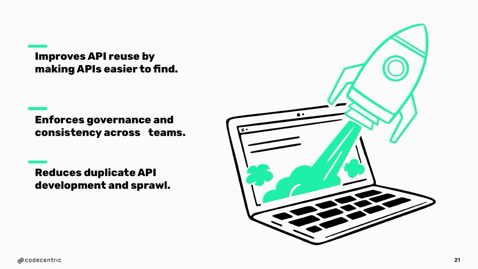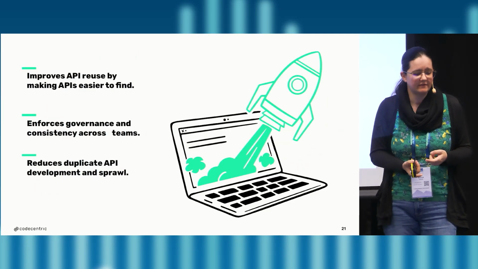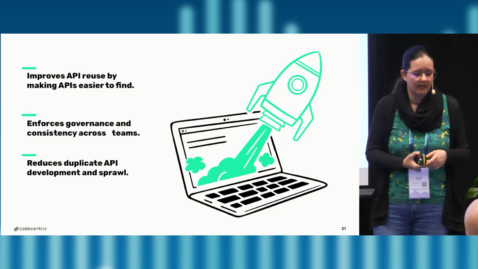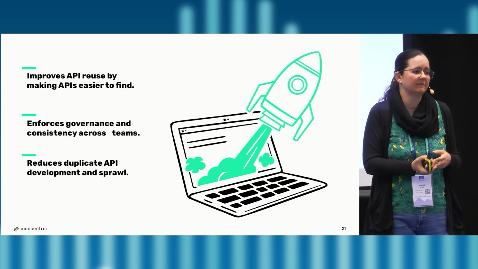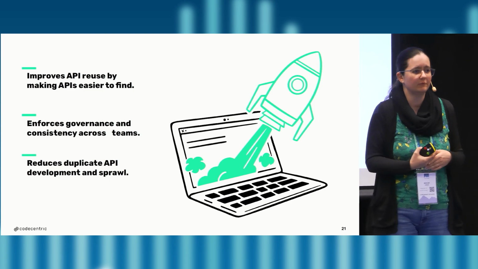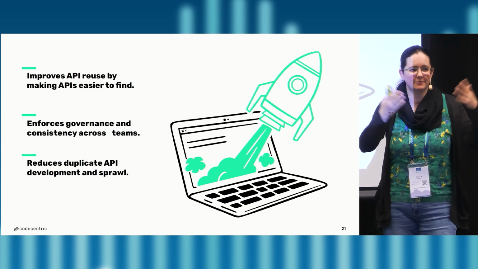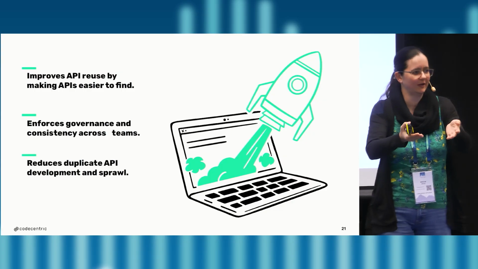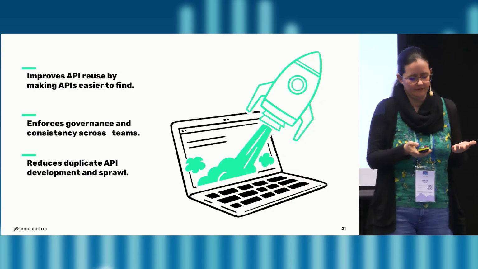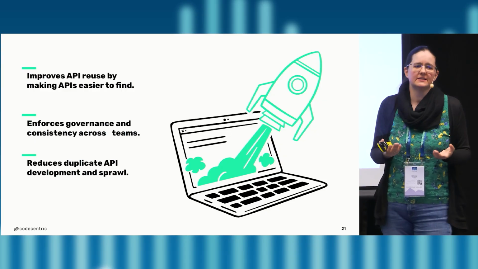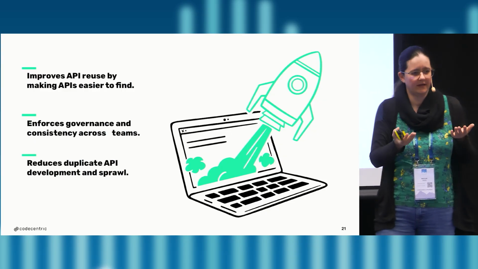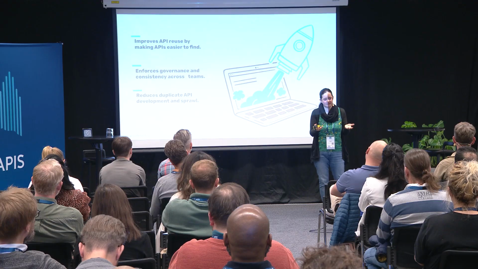So what does a catalog help to do? It improves API reuse by making APIs easier to find. So you can find them and see, oh, there's already an API. I don't need to build one on my own. We already have something. It enforces governance and consistency across teams. And hopefully it reduces duplicate API development and sprawl, right? Because you don't want 5,000 APIs where 20 of them do the same thing. You actually want one good API that does one thing. So, yeah. But as I said, the governance aspect here is very important. If you don't have a lot of governance, that's exactly what happens.